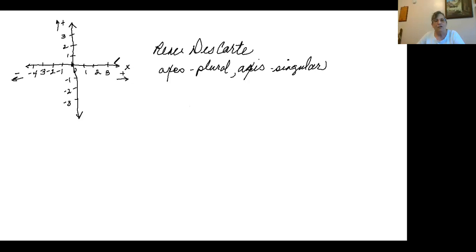So we usually call the horizontal axis the x-axis and the vertical axis the y-axis. Nothing magical about those letters. I think perhaps X doesn't get used that much in English class, so they thought they'd use it in math, and then Y just comes naturally after the X. So this is called the Cartesian coordinate plane.